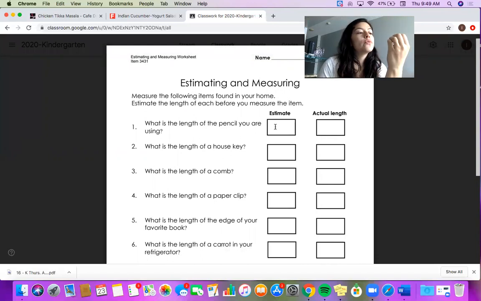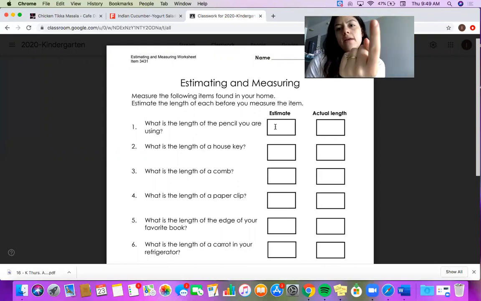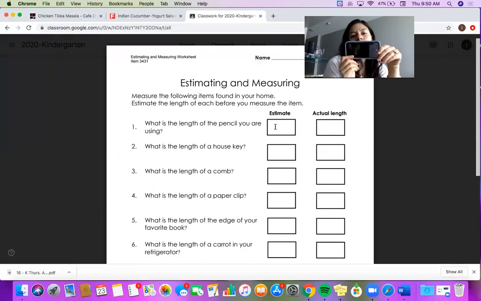Remember, if you are trying to remember how long is a centimeter, a centimeter is around the length of your nail. Length of your nail. So if I'm looking at my phone, I would estimate that my phone is 15 centimeters, because I'm trying to imagine how many times I could fit in my fingernail into my phone.